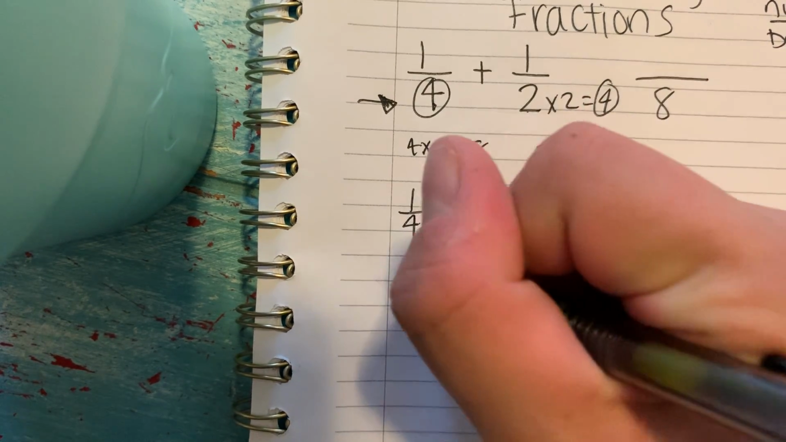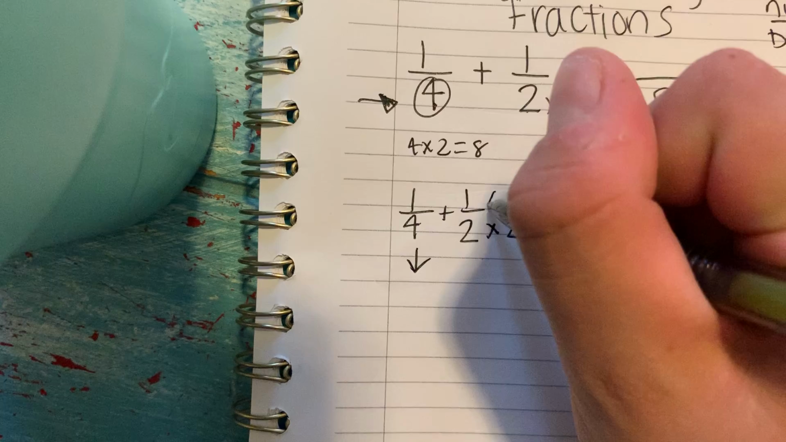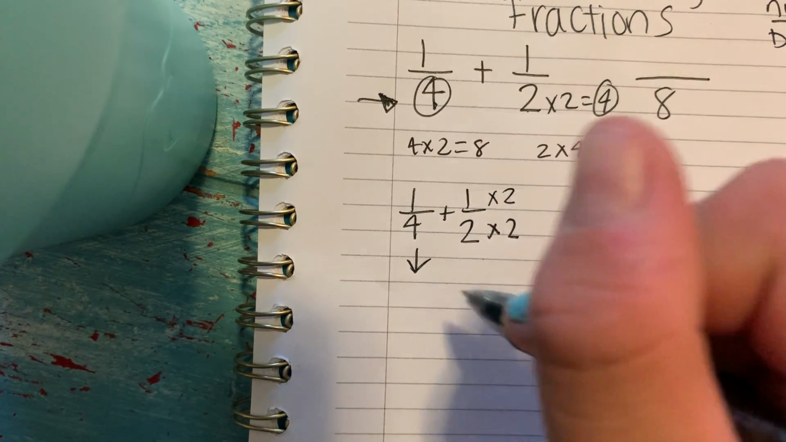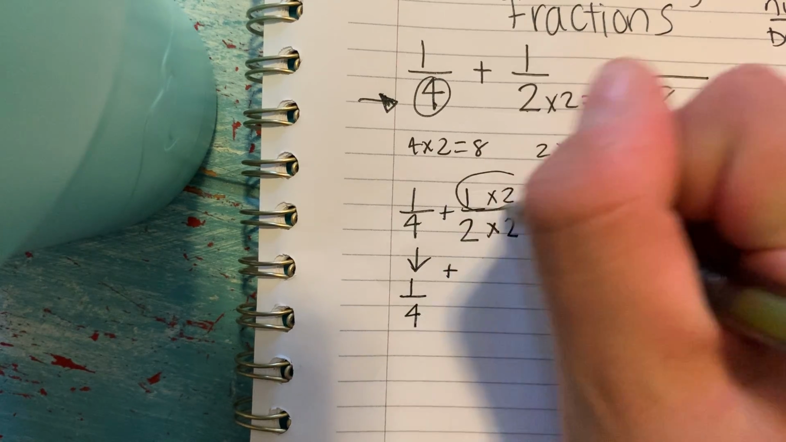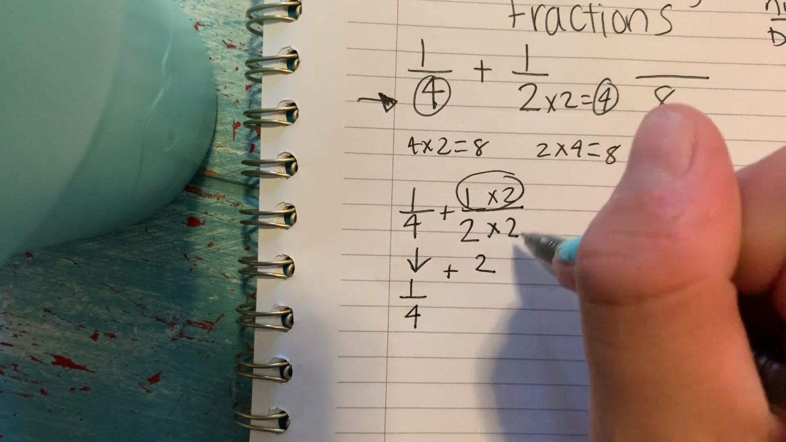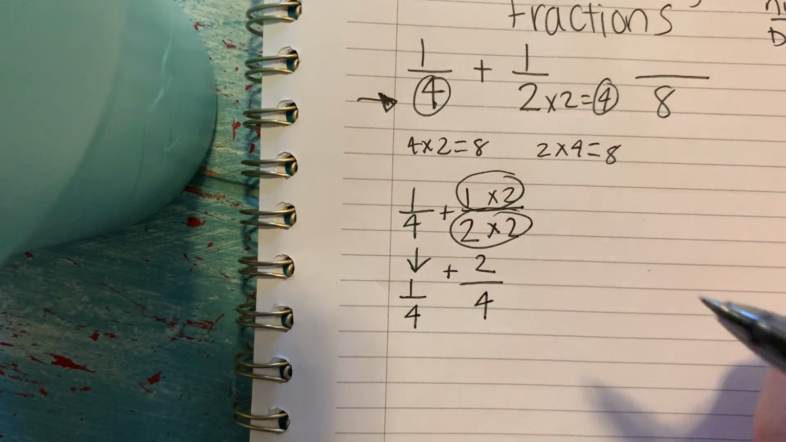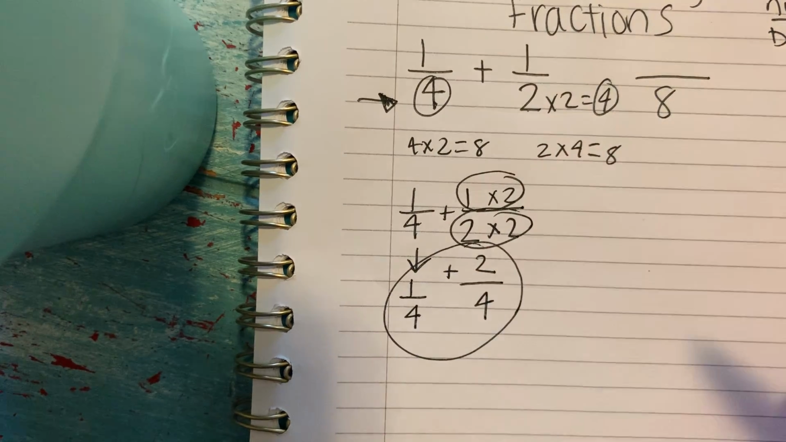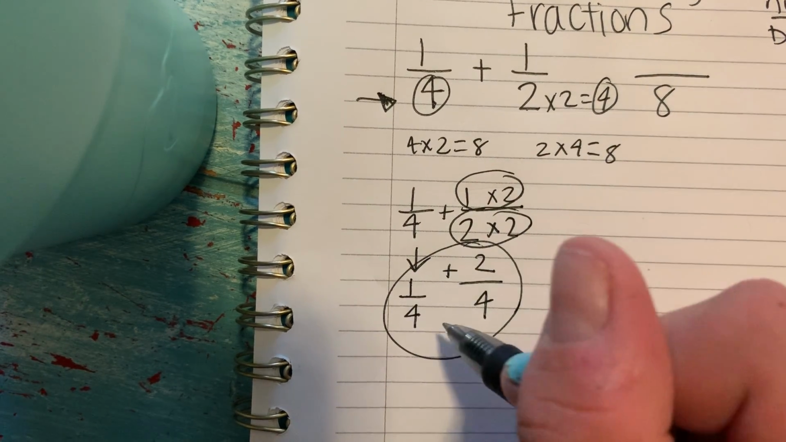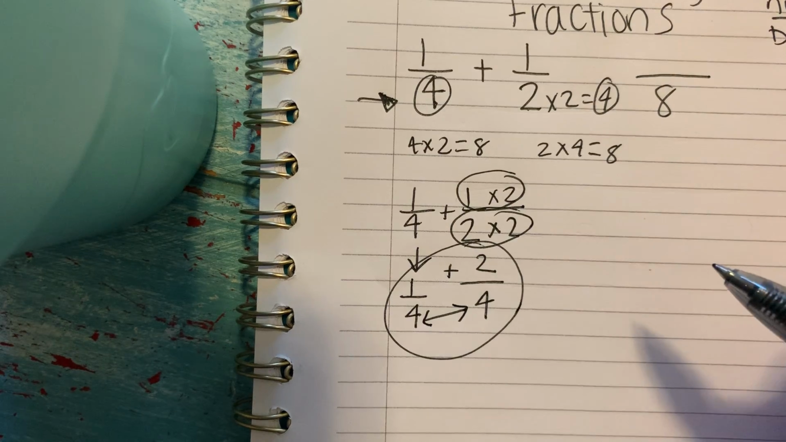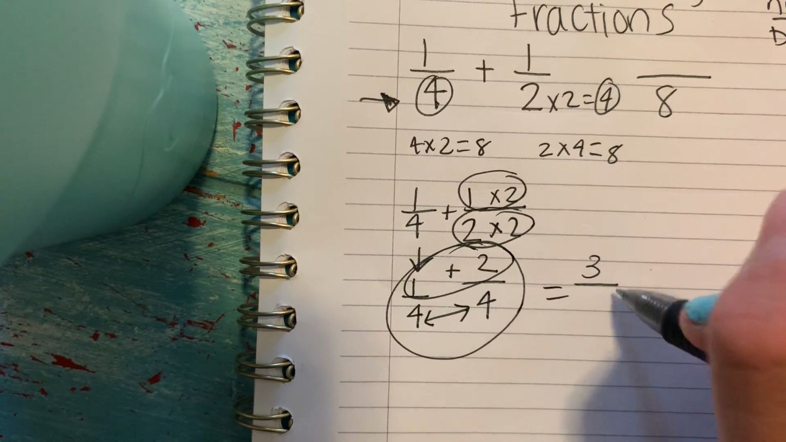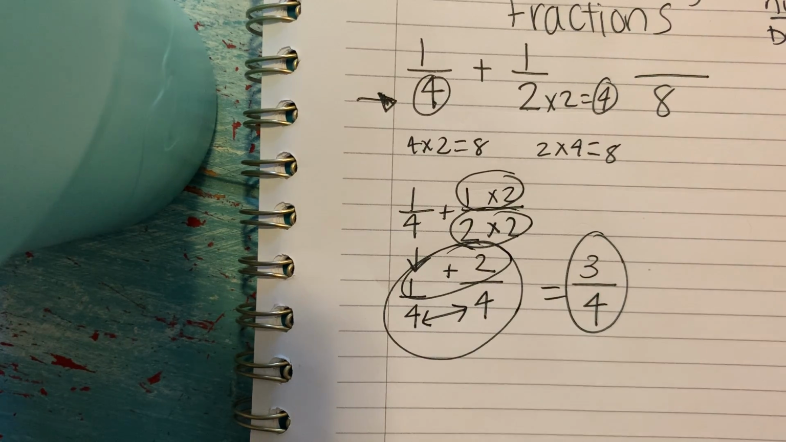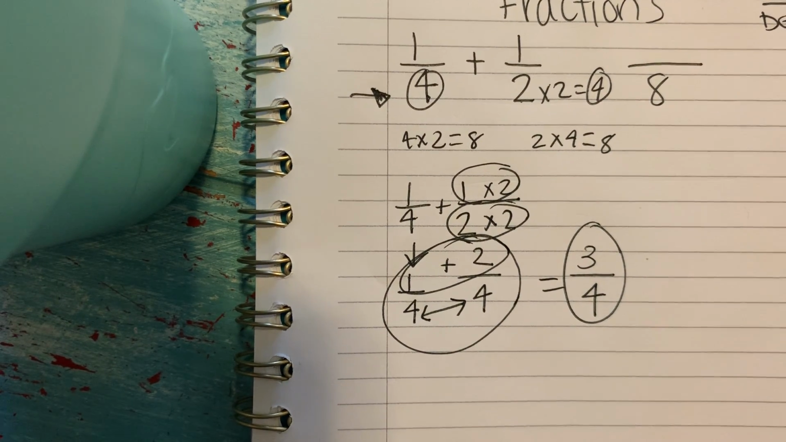But what we do to the bottom, we have to do to the top. So we're going to do 1 times 2. So we drop down our 1/4 plus, what is 1 times 2? 2. What is 2 times 2? 4. Now we have 1/4 plus 2/4. Is the denominator the same? Yes, so we can add them. 1 plus 2 is 3. Our denominator is 4. 3/4. That's right, Maddox. 3/4.